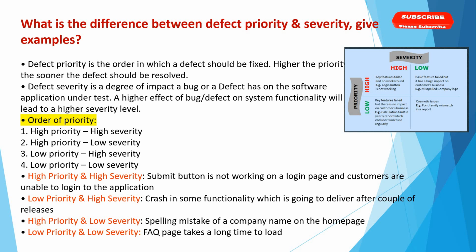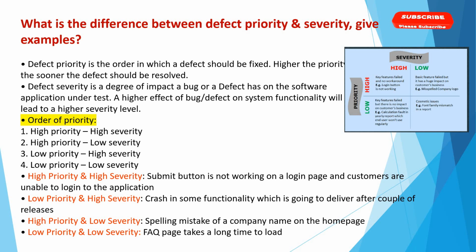Okay, high priority and low severity: a spelling mistake of the company name on the home page. For testing purposes, this is very high priority because that is the first impression, right? And they can fix it easily because it takes very little time. Then low priority and low severity.